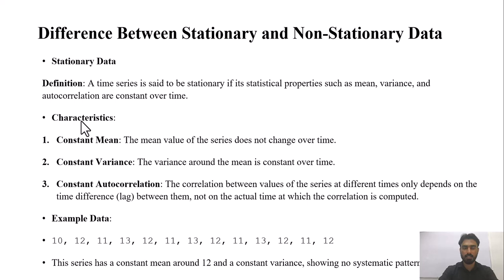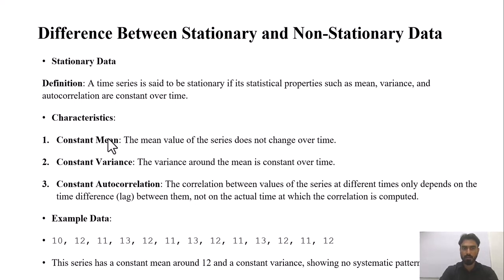So there are basically three major characteristics for the existence of stationary data. The first characteristic is that there should be a constant mean. If you check the mean of your data for the first 10 years, then for the next 10 years, and then for the next 10 years, this will give you the same or constant mean. The next characteristic is constant variance, and the third is constant autocorrelation.